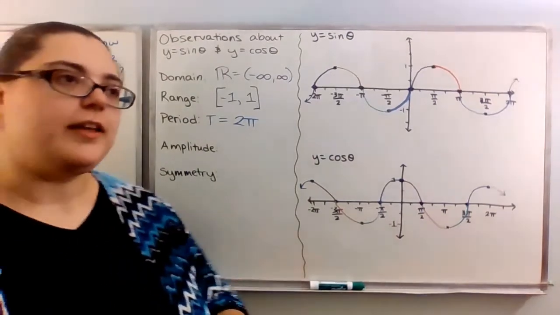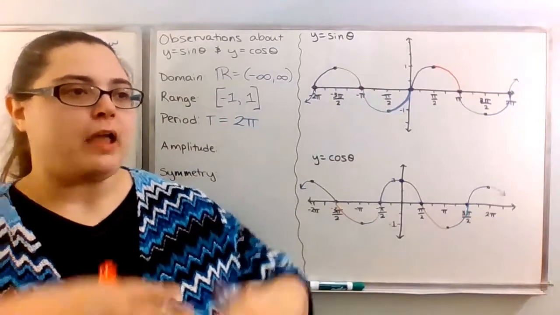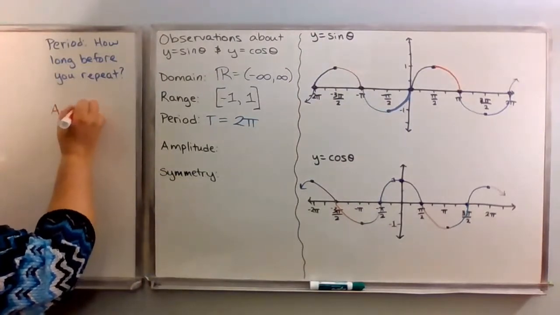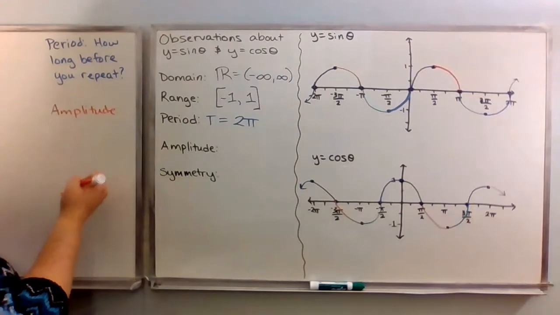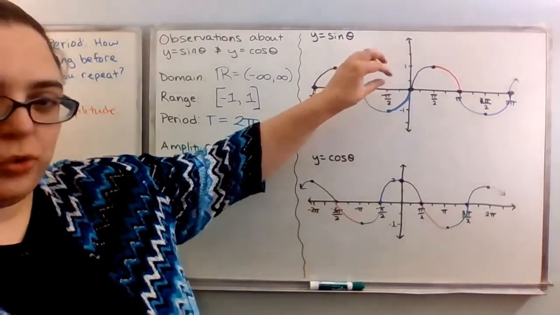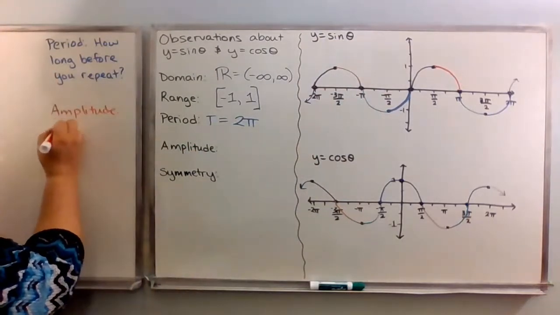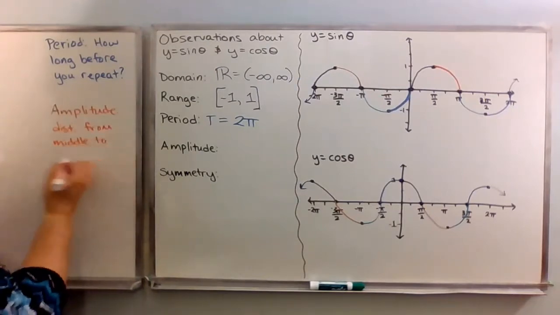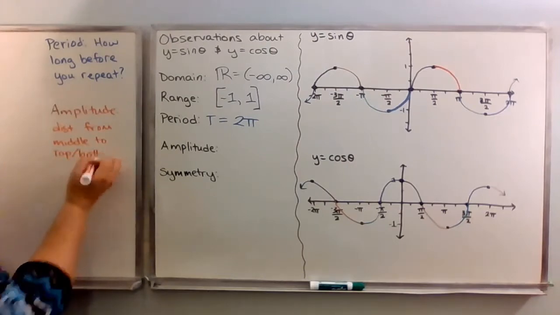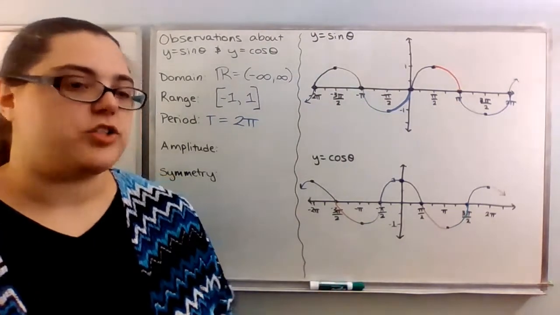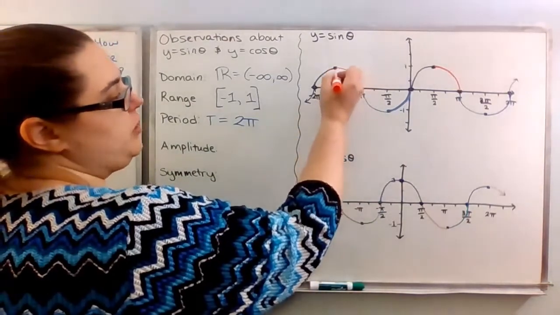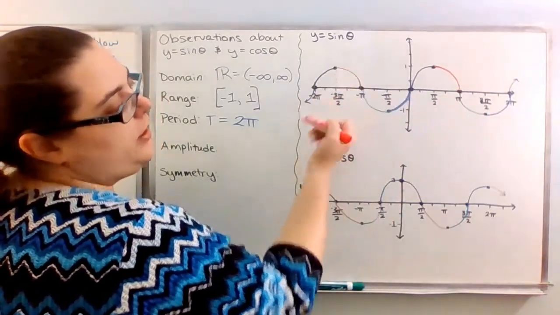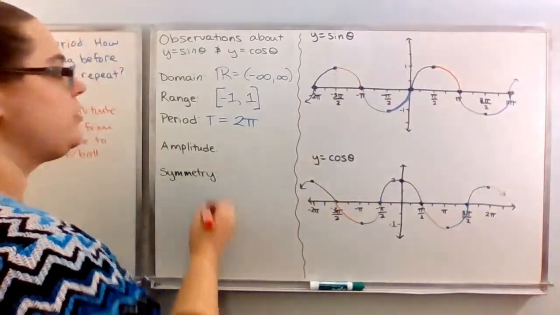The amplitude is the distance from the grounding center of the function to its extremes. If you want to think of it as half the total height, you can, or you can think of it as the distance from the middle to the top or bottom. So on the sine function, the amplitude is going to be 1, because the distance from the x-axis to the top is 1. And we have that same measurement here as well. So the amplitude is going to be 1.